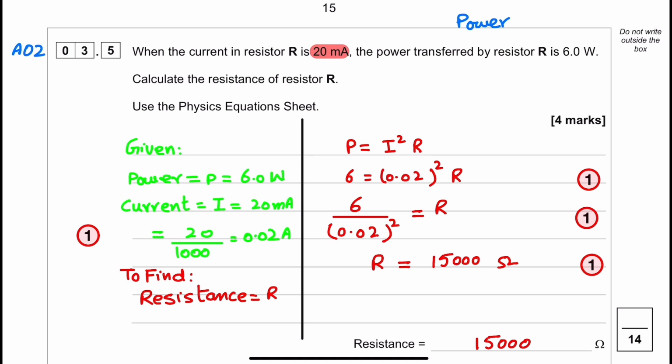From the equation sheet, we can find the formula power is equal to I squared R, meaning the current squared times resistance. The current is given as 20 milliamperes, which we already converted to 0.02 amperes. The power is already given, that is 6 watts. This value will go on the other side and divide, so 6 over 0.02 squared is equal to R. By using the calculator, the value of R is 15,000 ohm. And the mark distribution is already given here.